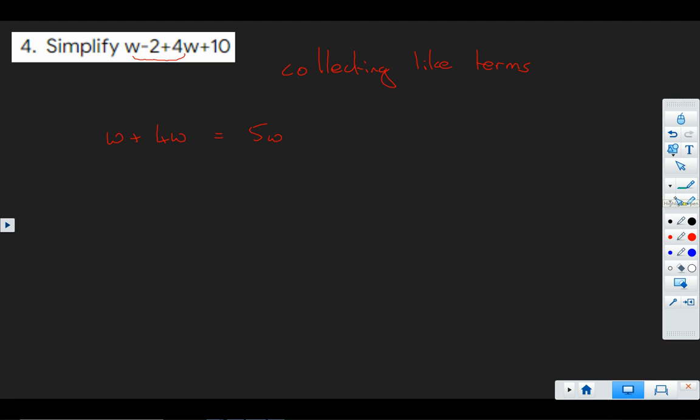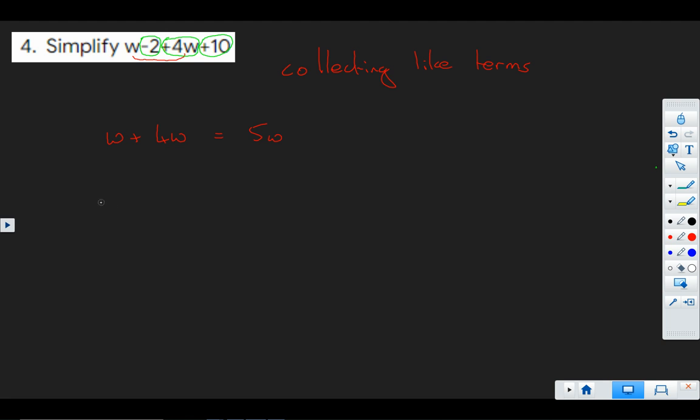Now we've got some negative numbers in here. The negative numbers tend to confuse students. And in these collecting like terms questions, the confusion is that these pluses and minuses are believed to have more influence than they do, but they don't. They just influence the next number or next term that comes in the expression.